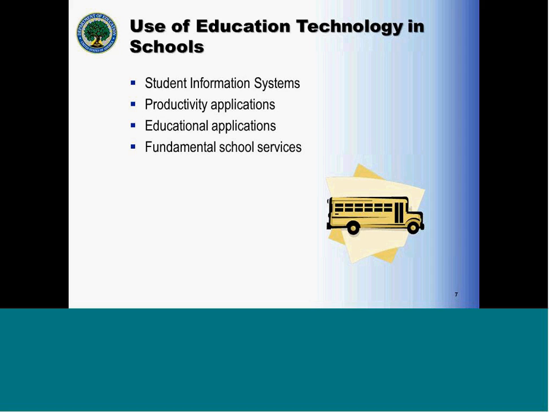Tech is everywhere in the education community. These are some examples of technology in schools that may contain or use student personally identifiable information, or PII: information systems such as Pearson or eScholar, productivity applications such as Google Apps for Education or Microsoft 365, educational applications such as teacher dashboards, and fundamental school services such as school transportation services or cafeteria services.